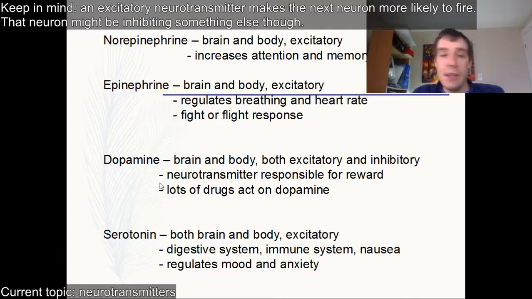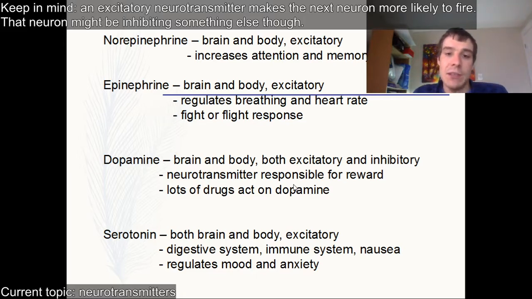Then the last two, very heavily implicated in depression and addiction and stuff like that, so they're important to talk about. Dopamine is your reward chemical. Your brain releases this in all kinds of situations when it wants you to do that thing again. So that's dopamine. It can be excitatory in some parts and inhibitory in others because it has this complex reward role.